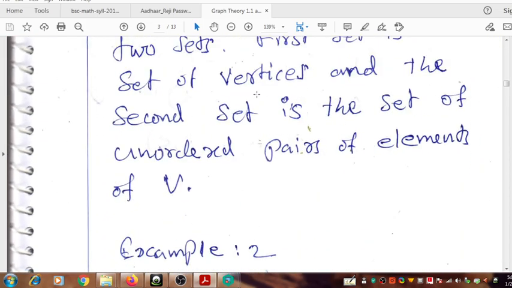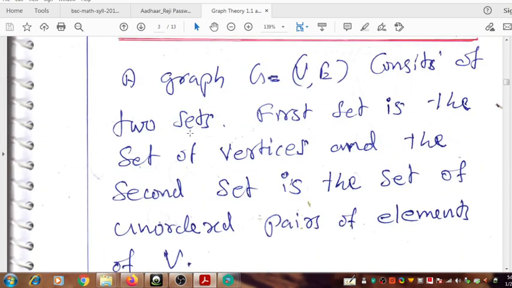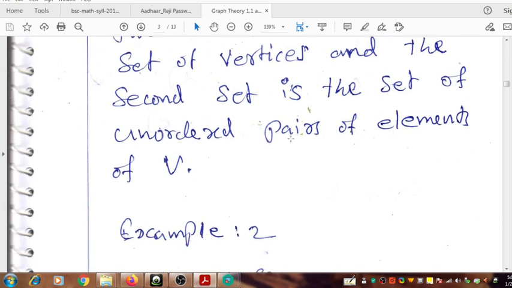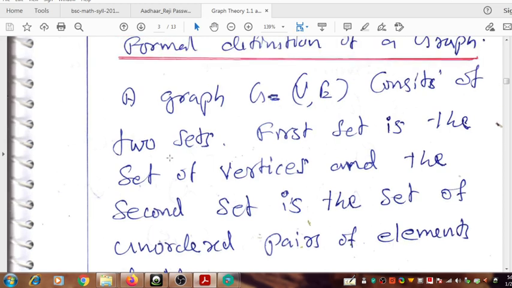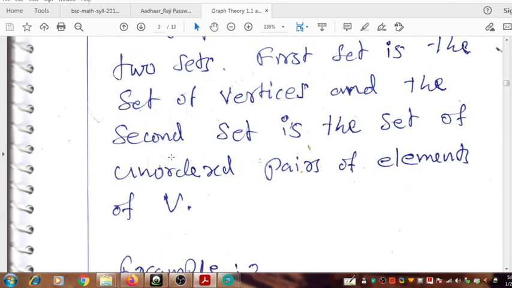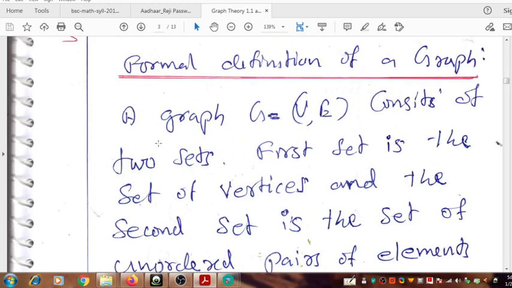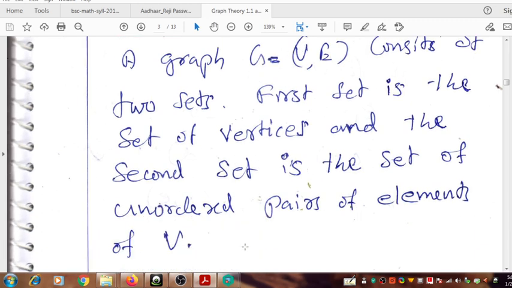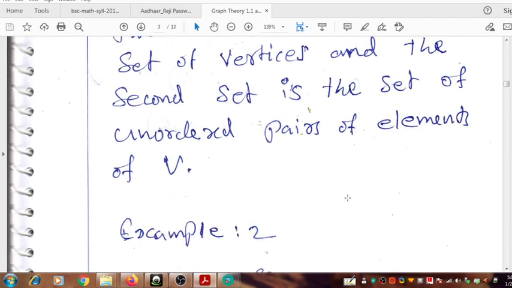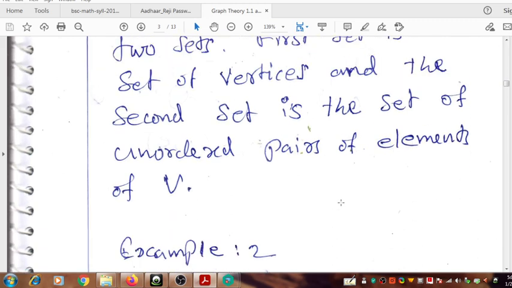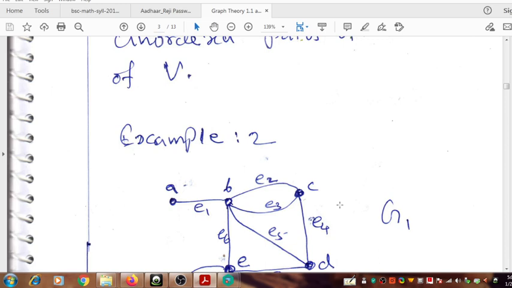Now coming back to our point, the pair of elements. This is the formal definition of a graph that you can use everywhere, and this is more acceptable. After defining it, we need some examples to get more understanding of that concept. We present some examples here.